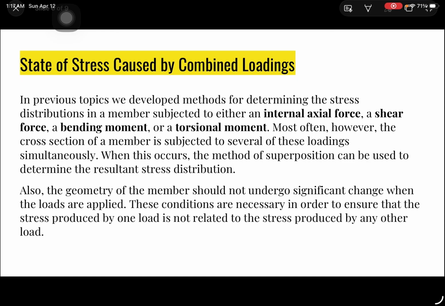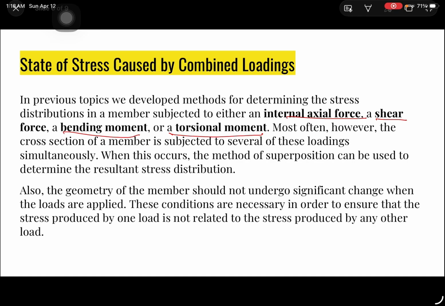In our previous topics, we learned how to determine stress when a member is subjected to only one type of load, such as the axial force, the shear force, bending moment, or torsional moment. But in real-life engineering situations, hindi po lang isa ang load na ina-apply. So, most structural members experience multiple loads at the same time. So, what is combined loading? Combined loading happens when a member is subjected to two or more types of loads simultaneously.